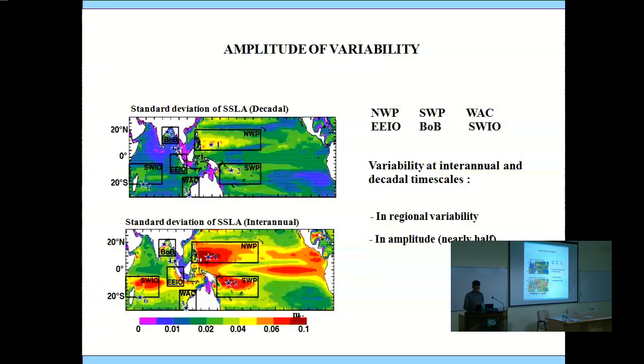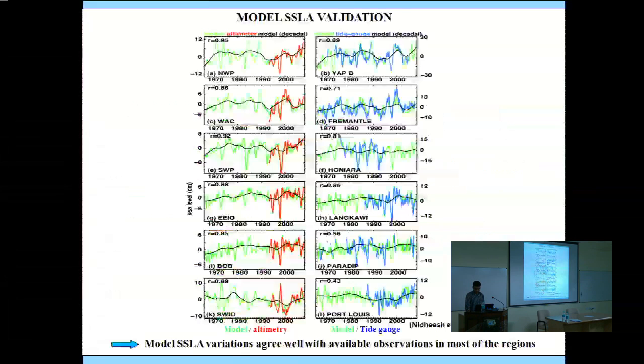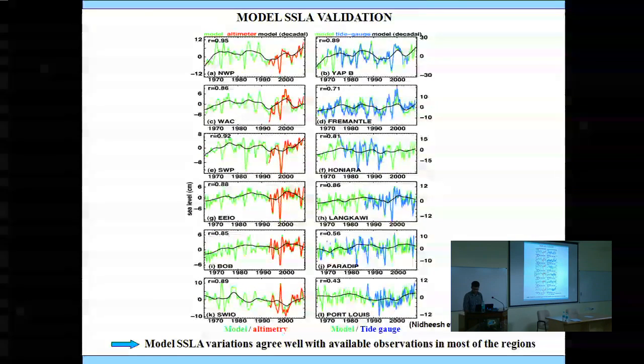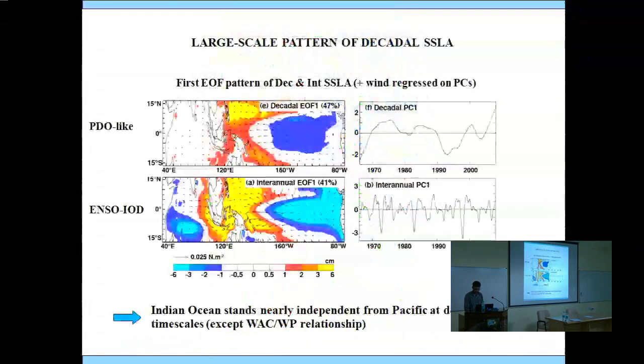This is the standard deviation of the steric sea level over decadal and interannual time scales, which shows maxima of sea level variability at these two time scales: Northwest Pacific, Southwest Pacific, West Australian coast, Eastern Equatorial Indian Ocean, Bay of Bengal, and Southwest Indian Ocean. We validated the steric sea level evolution over these regions with satellite altimetry and tide gauge observations. The left panel is the comparison with altimetry and the right panel is tide gauge. That gives a pretty good comparison.